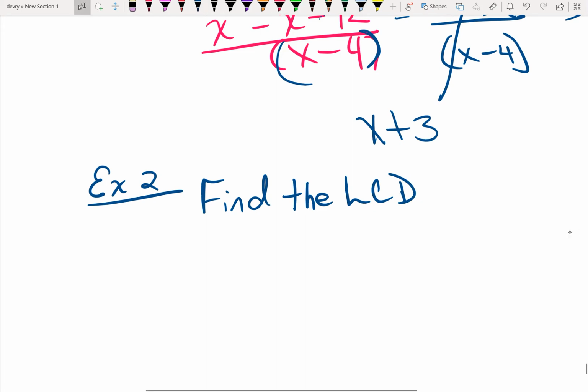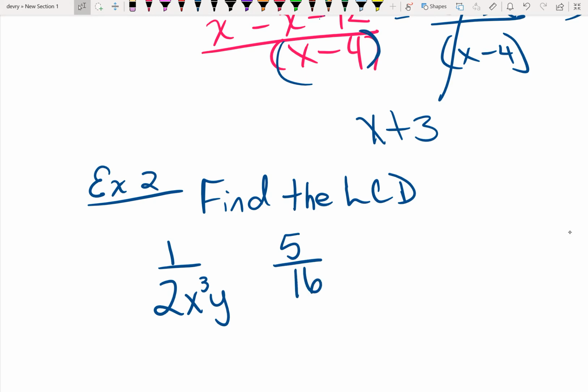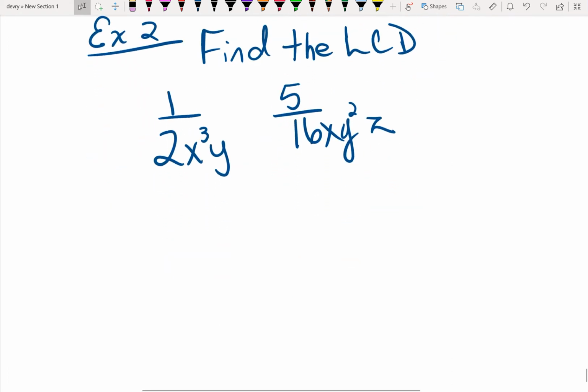They're going to give you something to the effect of 1 over x cubed y and 5 over 16xy squared z. The idea here, with finding the lowest common denominator, is we want to find the largest number that both can be divided into evenly. So we begin with the 16 as being our largest number. I'm just focusing on the LCD. Notice there's no operation to be done here, okay?